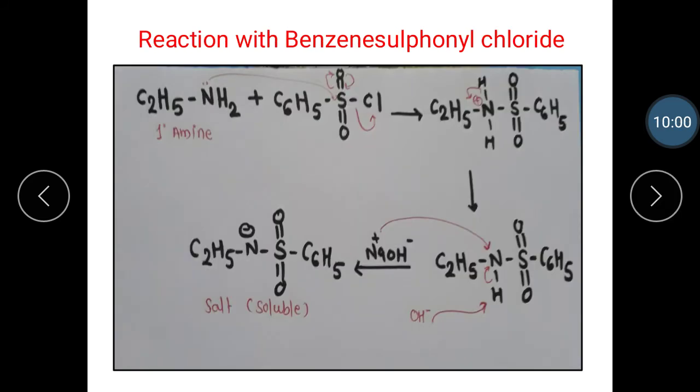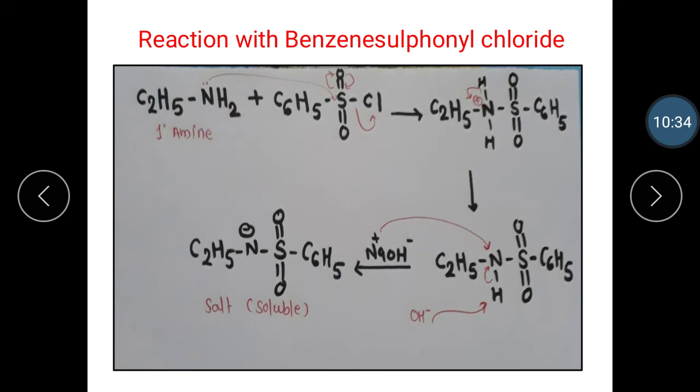Then the next reaction is with benzene sulfonyl chloride. Benzene sulfonyl chloride is also known as Hinsberg reagent, and the Hinsberg reagent reacts with primary and secondary amines to form sulfonamide. When primary amine reacts with benzene sulfonyl chloride, a precipitate forms, and this precipitate dissolves in sodium hydroxide to form a soluble salt. Let's see the reaction. We take primary amine and react it with benzene sulfonyl chloride.